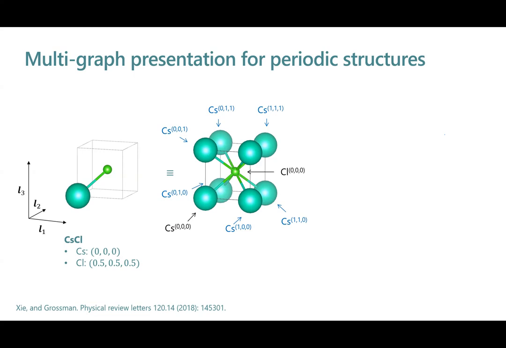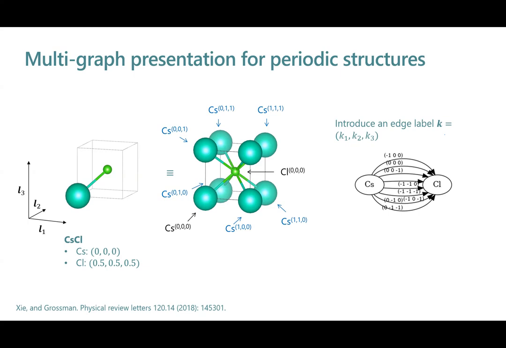So if you represent this as a graph, you will actually have a graph with two nodes and eight edges. And in each one of these edges, you need a special label to denote how you would translate this atom I, based on the lattice vectors, in order to form this edge. So this is the multi-graph representation for periodic systems.